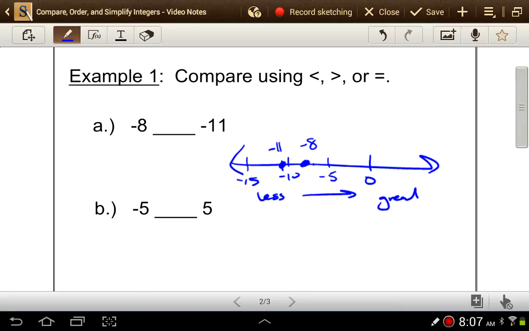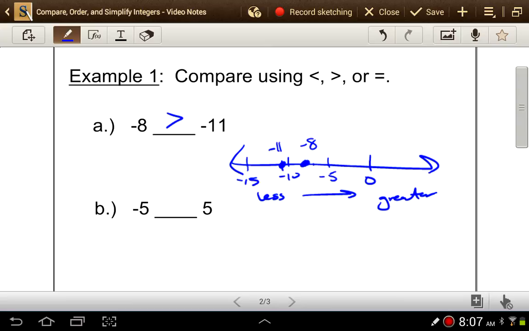Okay. Since the negative 8 is on the right of negative 11 in my number line, then negative 8 is going to be greater, so I'd say negative 8 is greater than negative 11. Notice it's like the opposite of what they would be if they're positive. 8 is less than 11, but in negatives it's the opposite, so negative 8 is greater than negative 11. There's my number line.